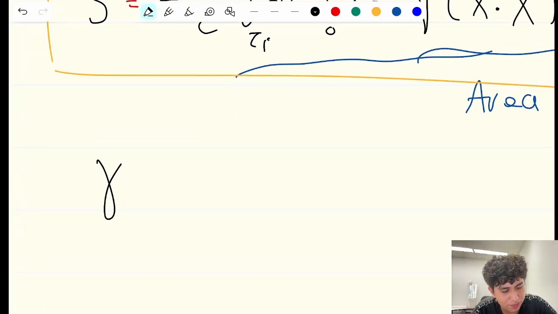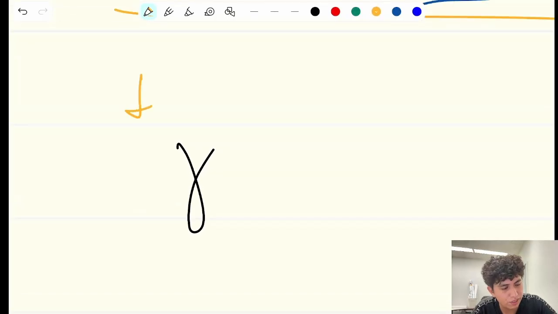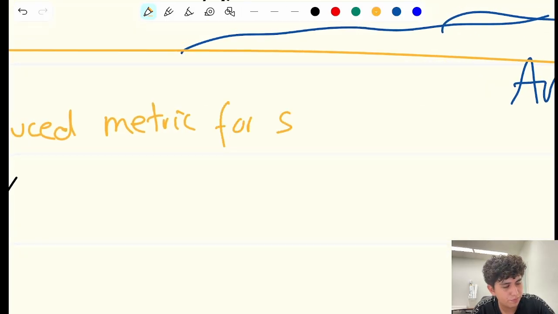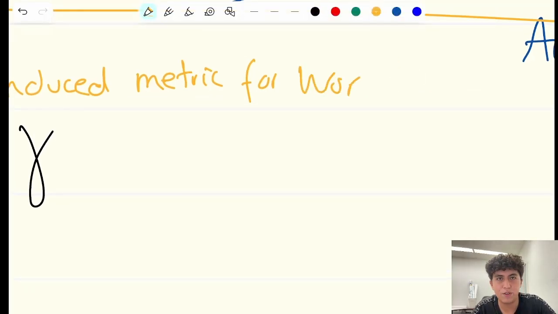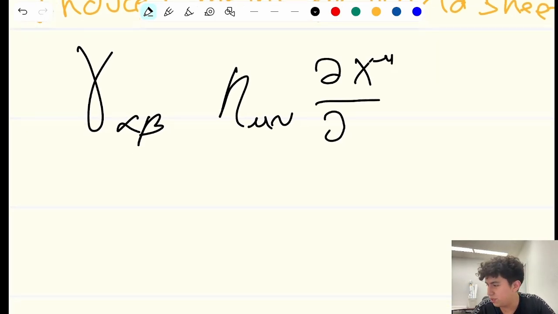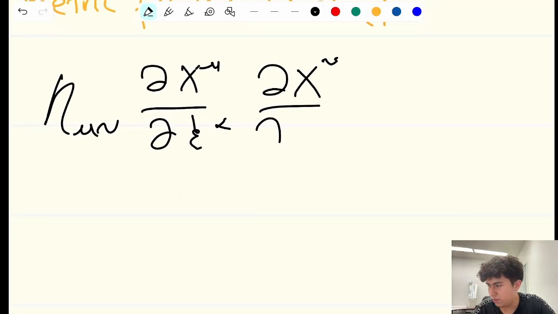and we can also rewrite it in a more famous form, where we define an induced metric. This is the induced metric for spacetime. For a worldsheet, maybe let me write it for a worldsheet. Alpha, beta. If you need any of these definitions, they're all in the notes, just to make sure you have them. And this is the definition.